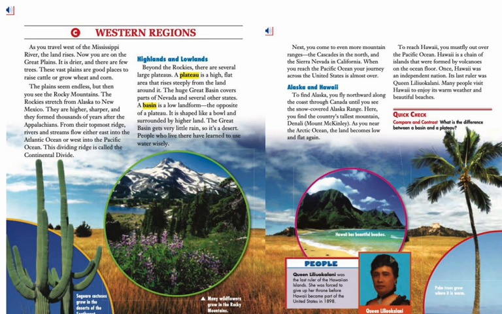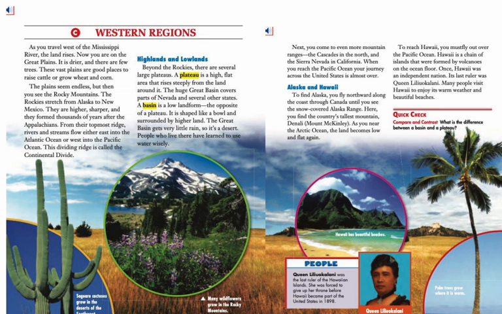The Rockies stretch from Alaska to New Mexico. They are higher and sharper, and they formed millions of years after the Appalachians. From their topmost ridge, rivers and streams flow either east into the Atlantic Ocean or west into the Pacific Ocean. This dividing ridge is called the Continental Divide.